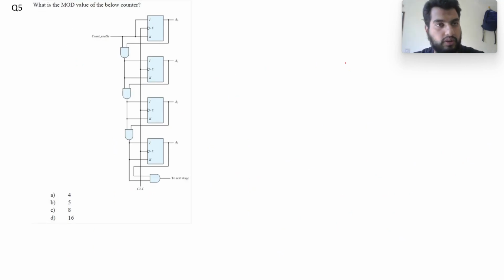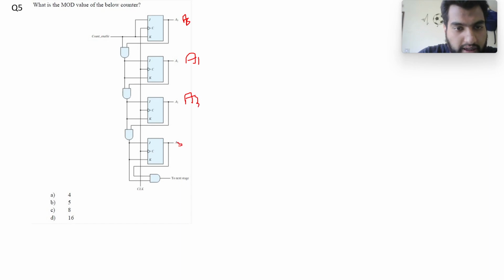So now going forward to question number 5, we need to find out the mod value of this counter. Since it may not be visible to everyone, let me just highlight this. This is A0, this is A1, this is A2. Here it is a typo, this should be read as A3.